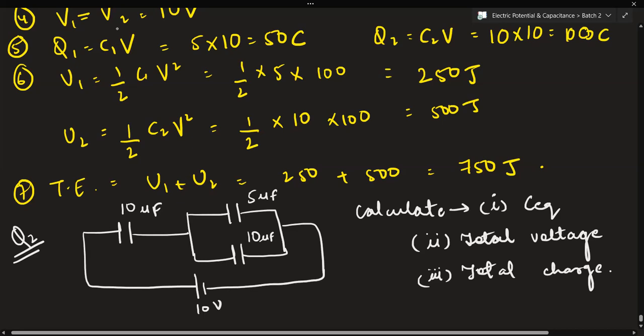Find the equivalent capacitance, total voltage, and total charge. These are the three capacitors. You just have to identify which are in series and which are in parallel. If the parallel combinations get reduced, will they then be in series? Just check it. Take 2 minutes, then I'll discuss this.